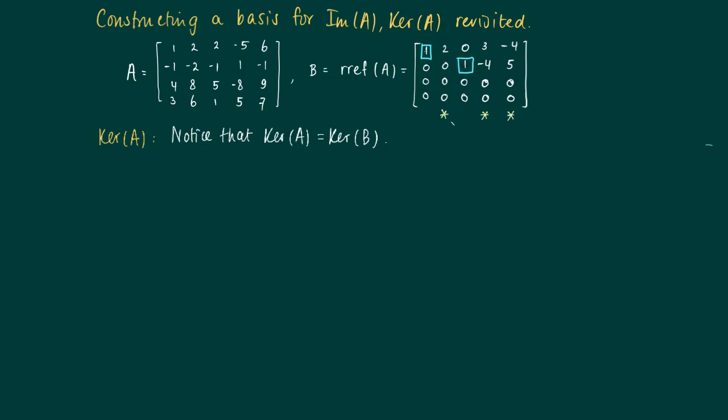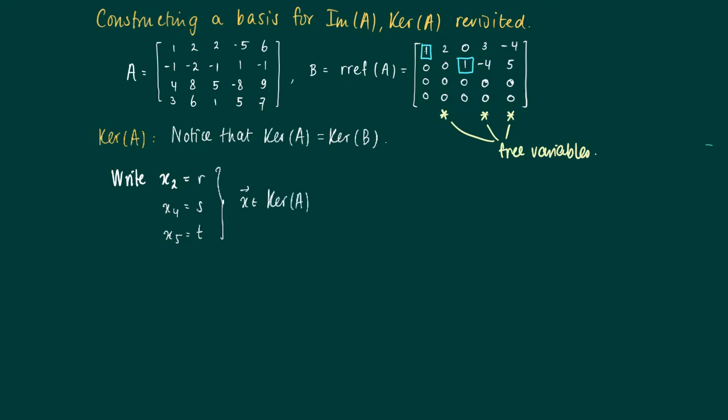So now we see that since we have two leading elements or two pivots, we have three free variables. So x2, x4 and x5 can be freely chosen. Say that x2 equals r, x4 equals s and x5 equals t, for some choice of parameters r, s and t.